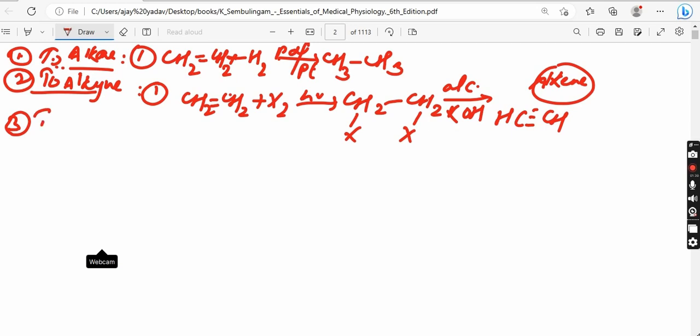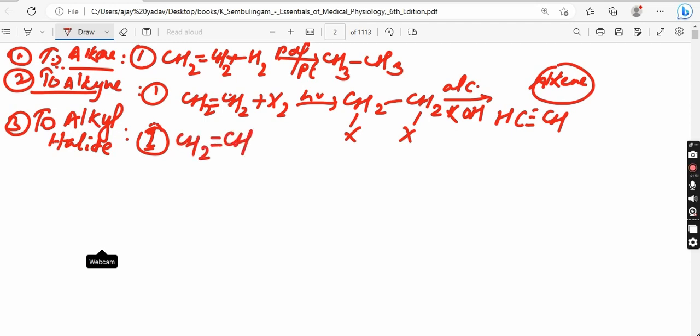Now to alkyl halide. Okay, so first reaction, suppose when you are doing a reaction of alkene to produce alkyl halide, suppose you are reacting this one with HX, this will produce CH3 CH2X.